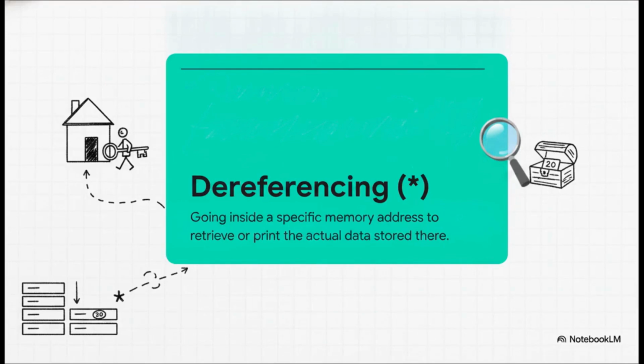To actually grab the number 20 sitting at address 1004, we need a special operator. Dereferencing, which is represented by the asterisk symbol, is the act of going inside a specific memory address to retrieve or print the actual data stored there. It's kind of like having the address to a house. Dereferencing is using the key to open the door, walk inside, and see who's actually hanging out in there.